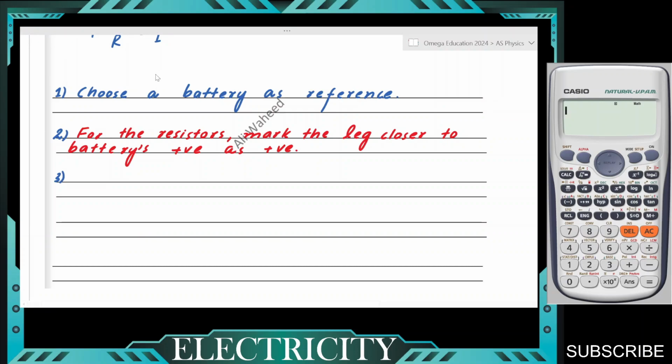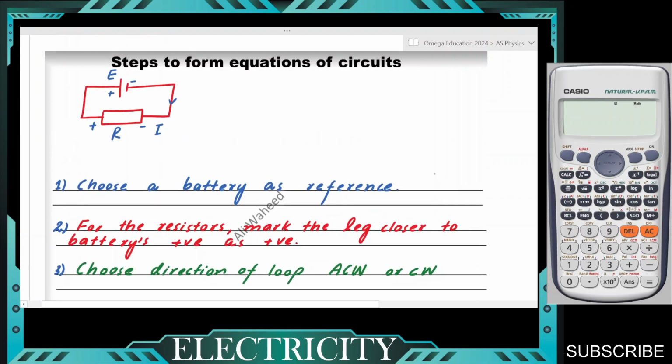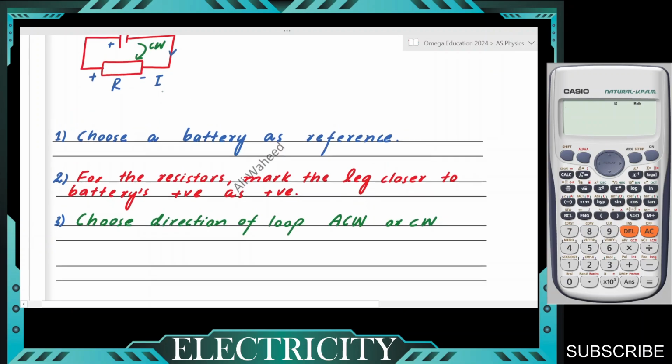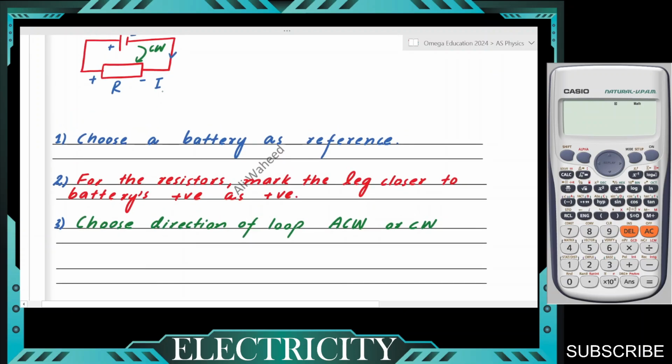The next step, you have to choose any direction of current. You can choose it clockwise or anti-clockwise. You have to choose a direction for the loop. So choose the direction of loop. How do you want to solve the loop? Either you want to go this way, let's say clockwise, or the other way, anti-clockwise. So for example, in this case, I'm going to go clockwise.